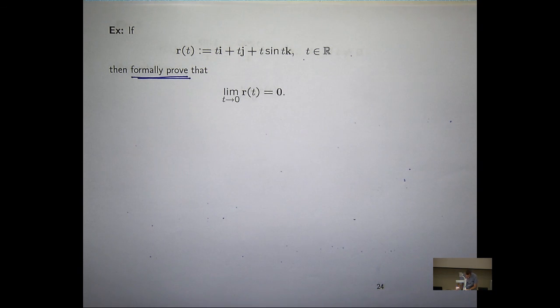Formally prove that the limit of this vector-valued function is zero. Well, first of all, you can just come down here if you want. Or is that too close? It's okay.